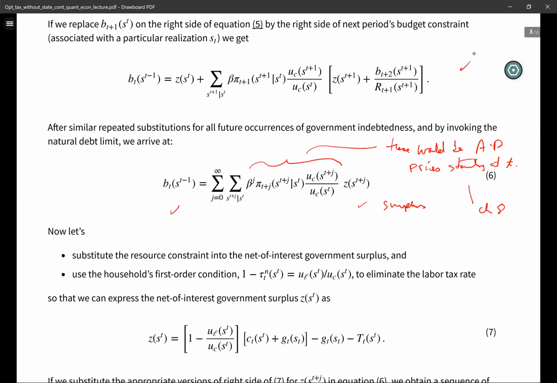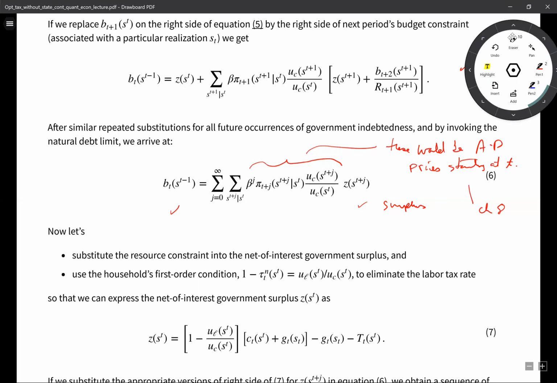But now let's stare at this. Let's read carefully. Okay, so the first thing is, this object is a present value using Arrow-Debreu prices, what would be Arrow-Debreu prices, conditioning on time t information, that would be the history of the state up to t. But notice, that's the right-hand side. The left-hand side, this is something that depends only on s^{t-1} information.